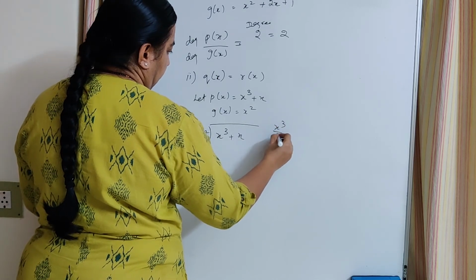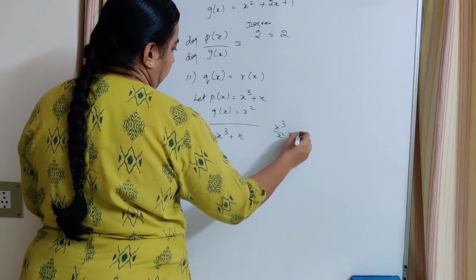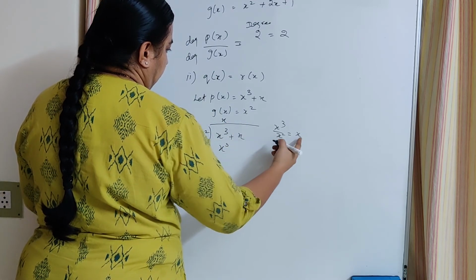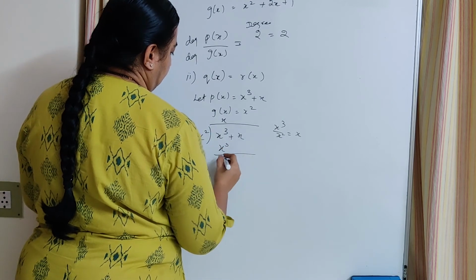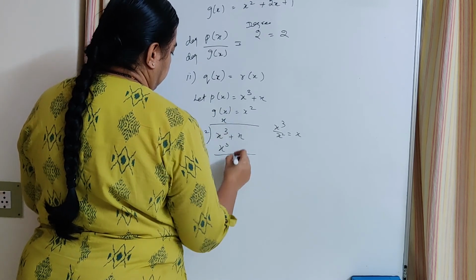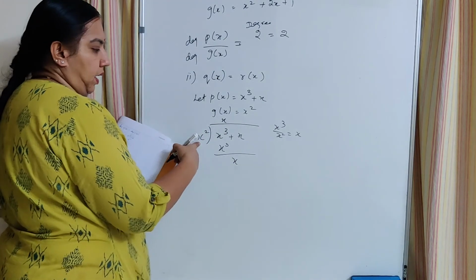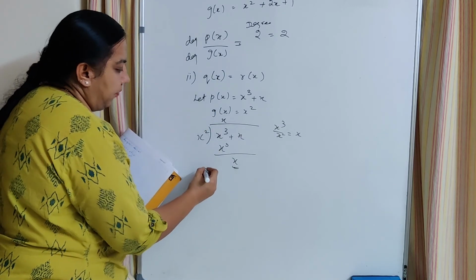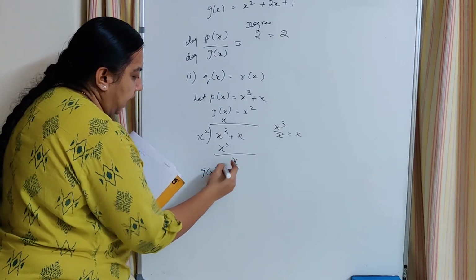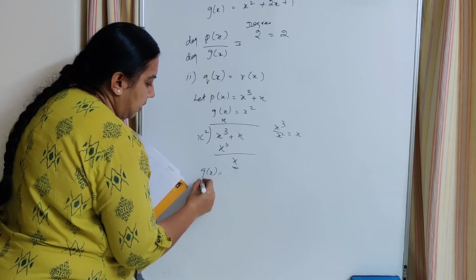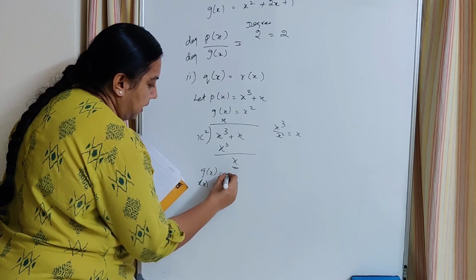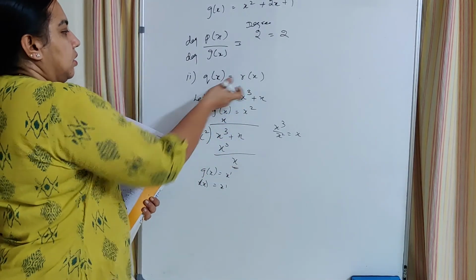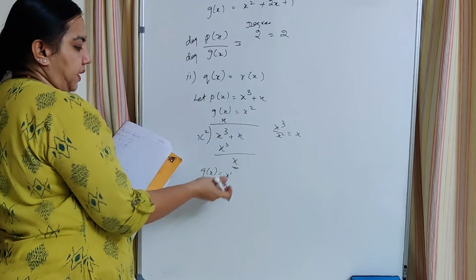x cube by x square is x. So x I get, I multiply x into x square, I get x cube. Then the next term, x, it is smaller than the x square term. So I can't divide, this becomes the remainder. And so q of x is equal to x, and the remainder of the polynomial is also x. Both are of the same degree. So this is the required q of x and remainder of x.